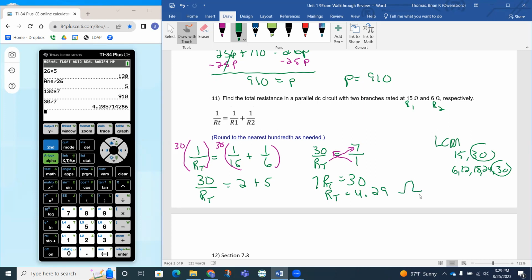So that's one way of doing it. You may find other ways to solve these. This is the way that I fell into at this time. So that takes you through 3 more questions.